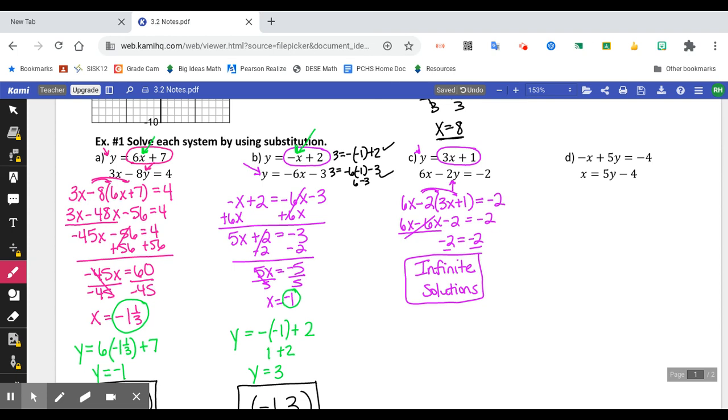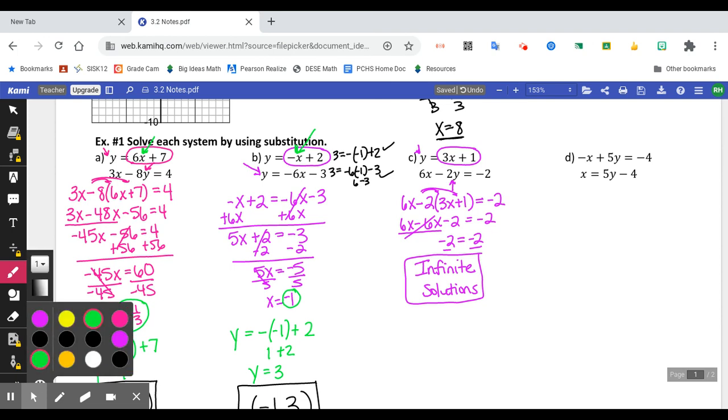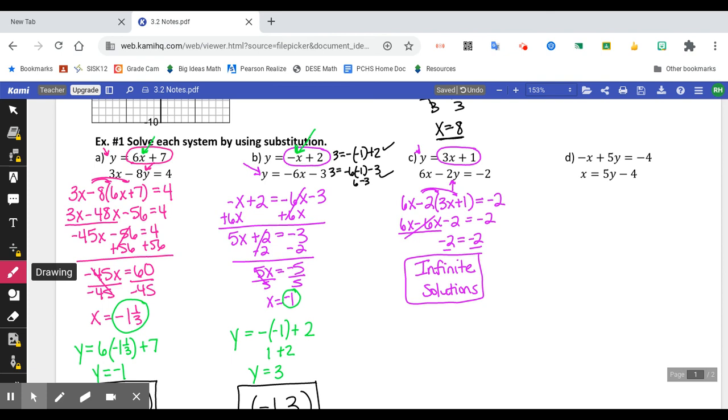Okay, let's try a different one now. How about with x? So the first one has both variables. The second one has x equals. So here's what we're going to circle to put in the top one.